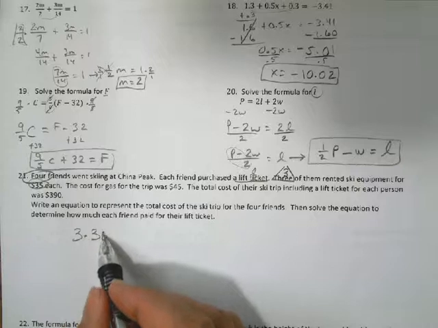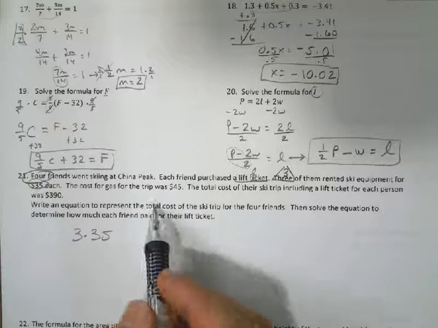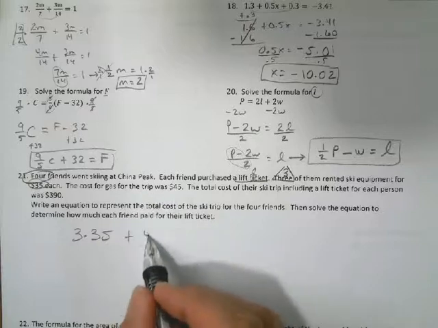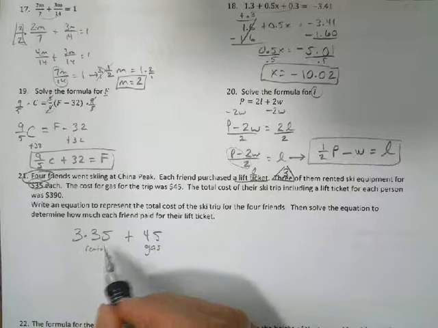So I'm going to do 3 times 35 just on my notes here. The cost for gas for the trip was $45. Alright, so now we're going to add some gas here. So this is my gas. This is my rental for 3 people.